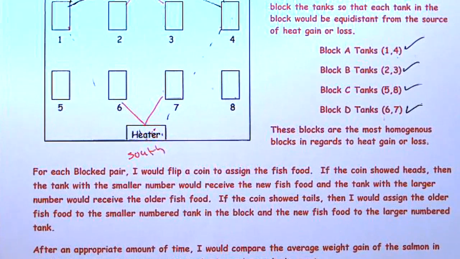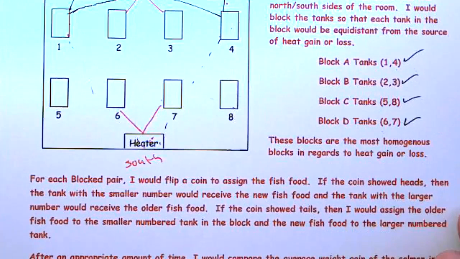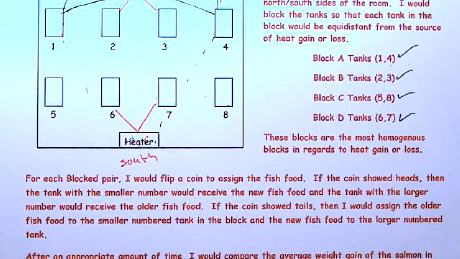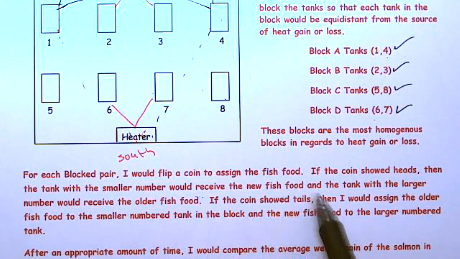So now they said describe a design. So I chose how I was going to make my blocks, but now I need to design it. For each block pair, I would flip a coin to assign the fish food. If the coin showed heads, then the tank with the smaller number would receive the new fish food. Now, could I put 1 and 4 in a hat and draw, and whichever I draw gets the new fish food and the other one gets the old? Certainly, that would be fine. If the coin shows heads, then the tank with a smaller number receives the new fish food, and the tank with a larger number receives the old fish food.